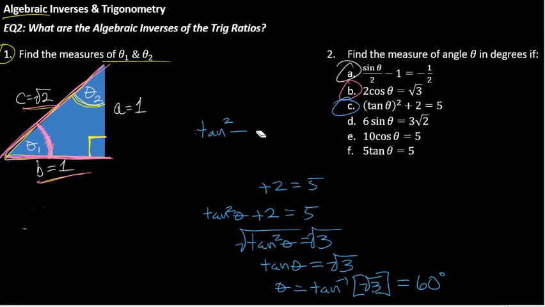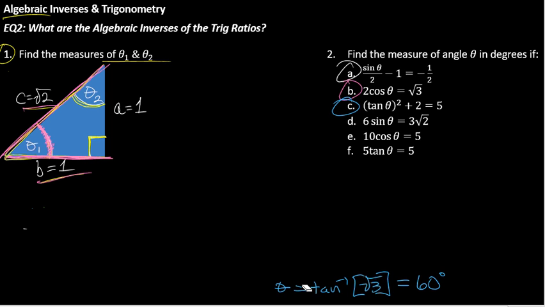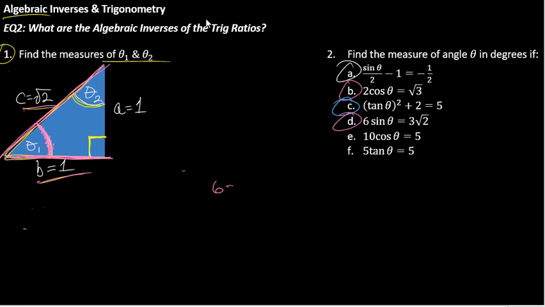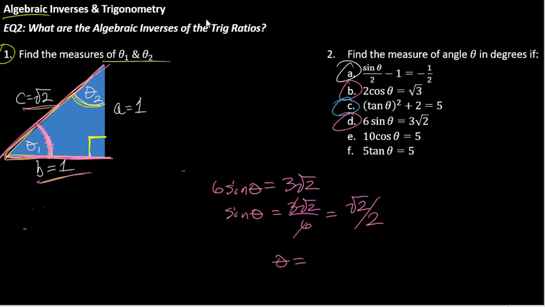Let's do a couple more. I think after seeing this just a few times, you'll get the hang of it. So 6 sine theta is equal to 3 square root of 2. Divide by 6 on both sides. We can reduce the 3 and the 6 by a factor of 3, so we're left with square root of 2 over 2. Take the arcsine of both sides. Theta is equal to the arcsine of the square root of 2 over 2, and that means theta is simply 45 degrees.